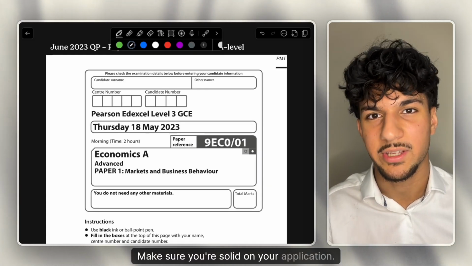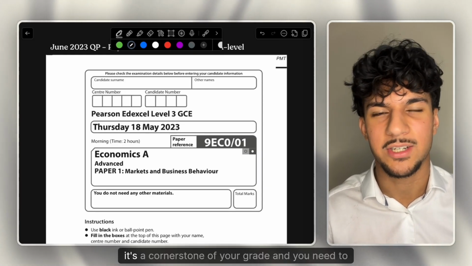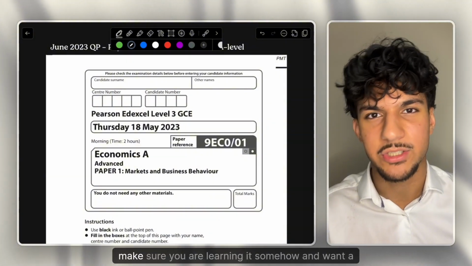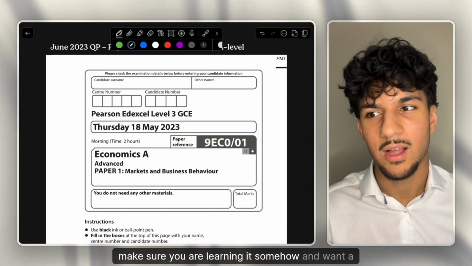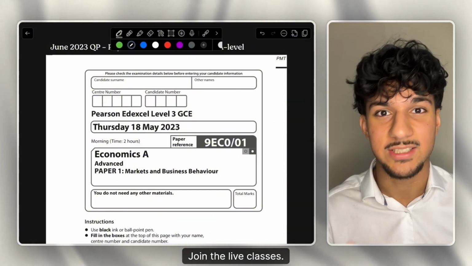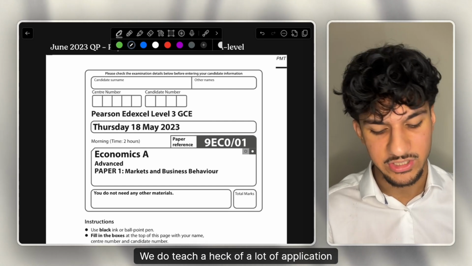And then, I can say this every single time, make sure you're solid on your application. It's a cornerstone of your grade, and you need to make sure you are learning it somehow. And a really good way, join the live classes. We do teach a heck of a lot of application.